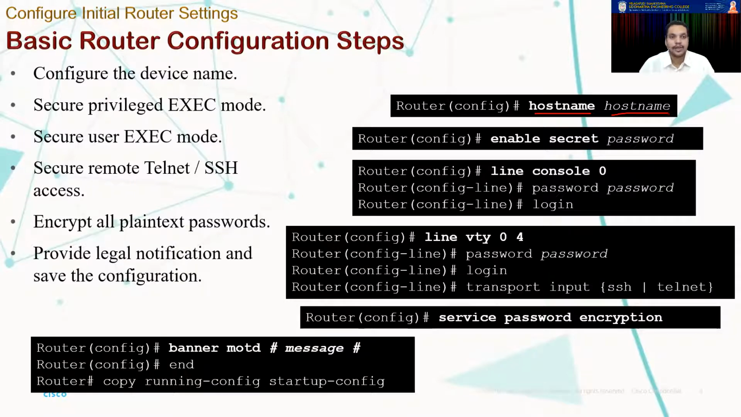The next thing is you have to secure the privileged executive mode. That means you have to enter the command enable secret password. You just need to provide a password for it. You write enable secret, and whatever password you want to give, you give it here. Anything, Cisco123# or anything, up to your own choice.